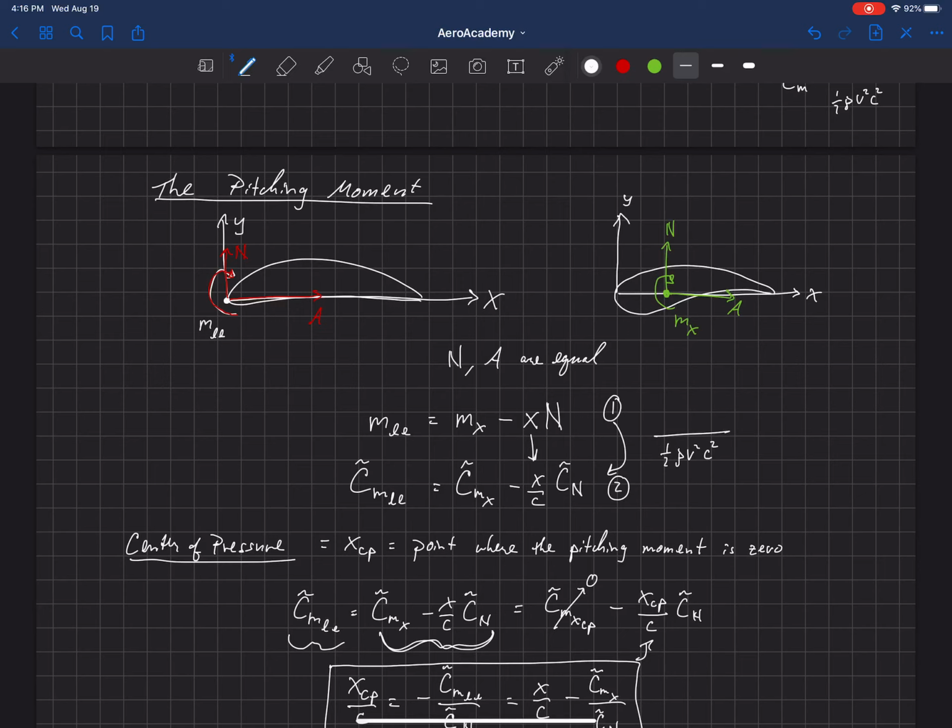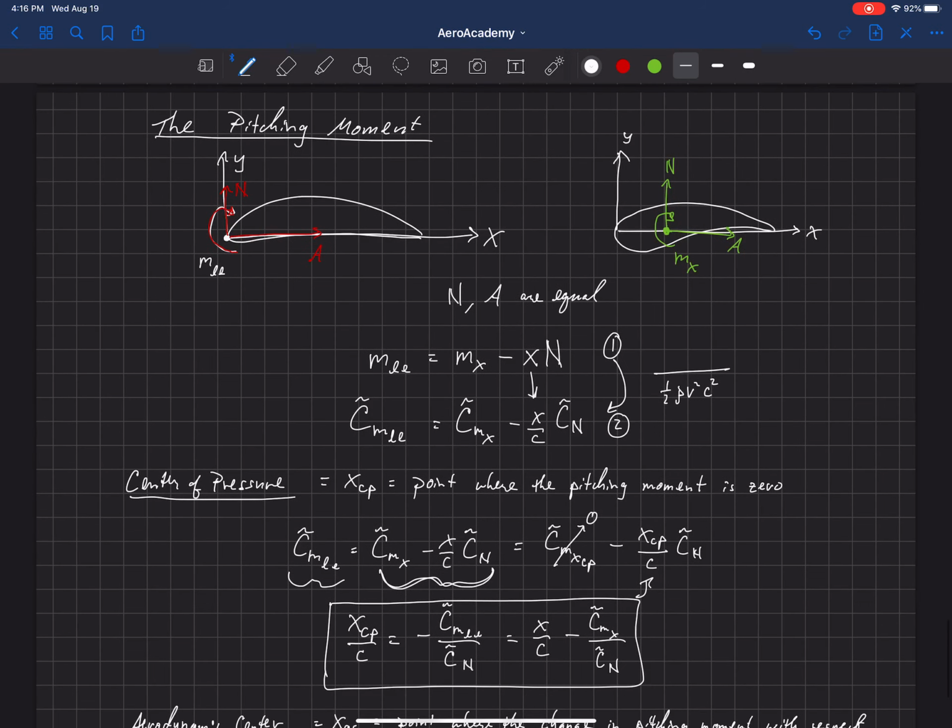increase the angle of attack, our pitching moment is going to change because the normal force, for example, is going to increase as long as we're below stall. The axial force will also be changing. And so our forces and moments are very much dependent on our angle of attack. Well, there's a point on this airfoil, along the x-axis of this airfoil, where as we increase the angle of attack, our pitching moment actually does not change.